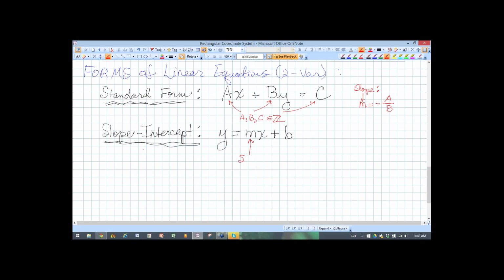Okay, so there's your slope right there for you, and then B is our y-intercept, so slope-intercept. Next topic is going to be the intercepts. Of course you don't need me to write down the slope formula, so slope is just the coefficient of x, just the numerical portion of the x term.